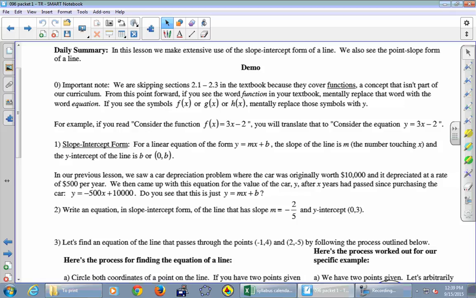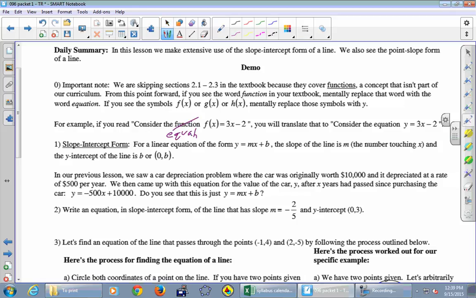From this point forward, if you see the word function in your textbook, you will mentally replace that word with the word equation. You see function, it becomes equation. If you see symbols like F parentheses X, or G parentheses X, or H parentheses X, some letter parentheses X, you will mentally replace all of those symbols with the single letter Y. So for example, if you read, consider the function F parentheses X equals 3X minus 2, we change function to what word?